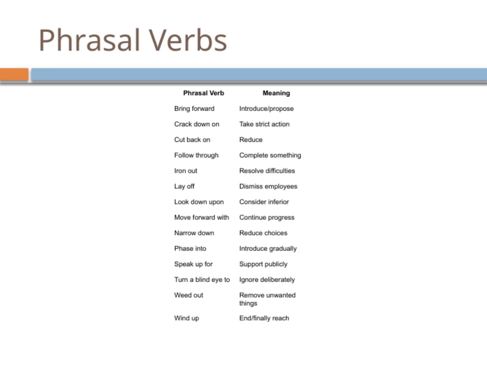When we phase into something, we're gradually introducing it to ensure a smooth transition. Speak up for means to support or advocate for someone or a cause publicly. Turn a blind eye to indicates deliberately ignoring problems or misconduct, which can be risky. Weed out involves removing unwanted elements to improve quality or efficiency. Finally, wind up refers to ending a process or reaching a conclusion.